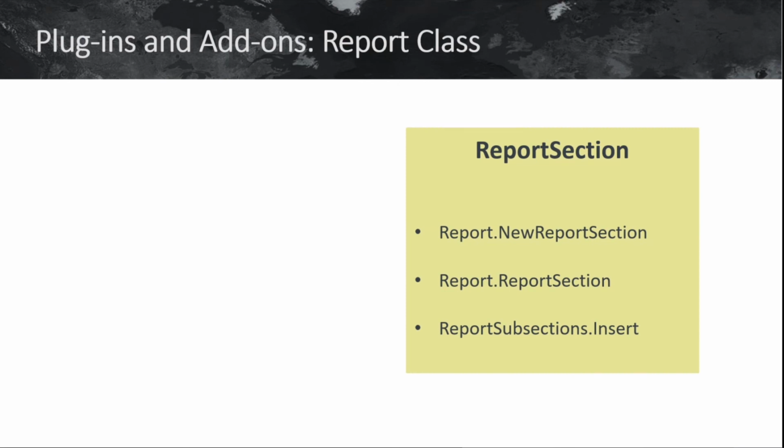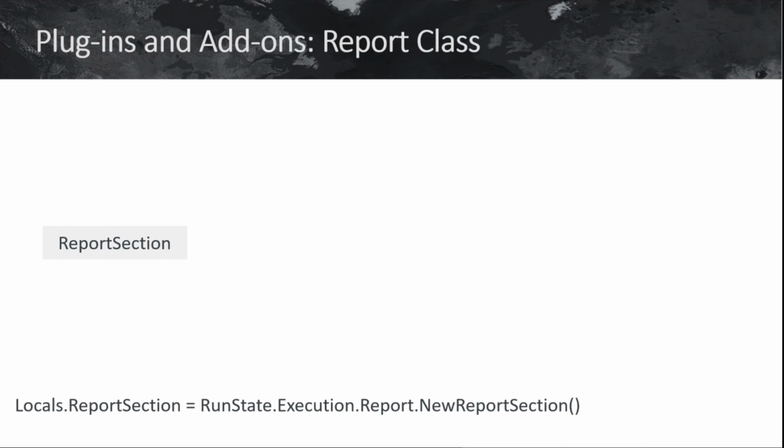But I think the better solution is to use report sections. That's another class, and that's an object that can create a tree-like structure of data, which I will show you right now. So we can create a report section object through the new report section method. It basically returns a report section, which is not at the moment part of this report, it just returns the report section.